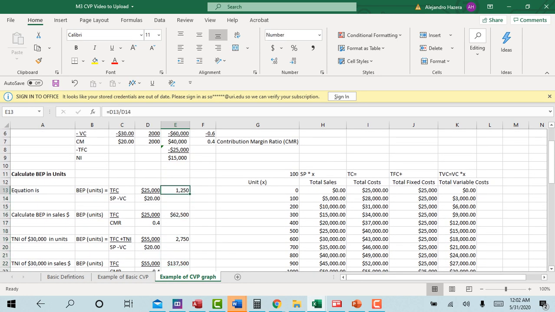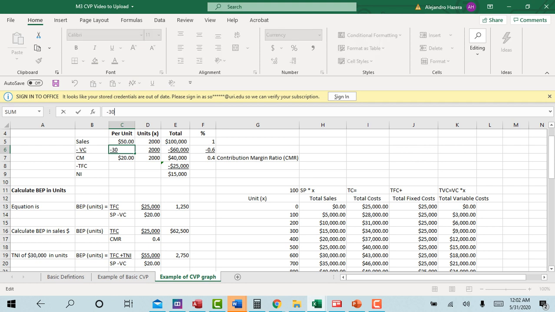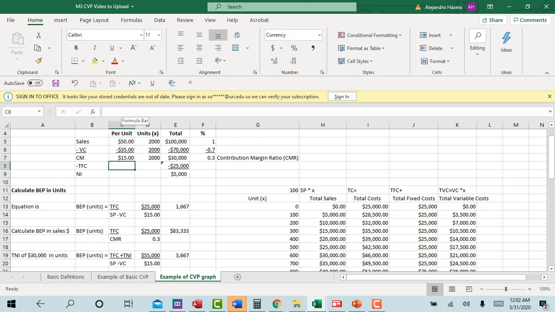Okay, so let's see what happens, and we'll take a look at the numbers initially. Let's see what happens if our variable cost per unit increased to 35. Let's see what happens to that break-even point right there. And once again, if you have a high break-even point, not good, because you don't start making money as fast as you would if you had a lower break-even point. Let's change that to $35. Okay, so our contribution margin is now $15.